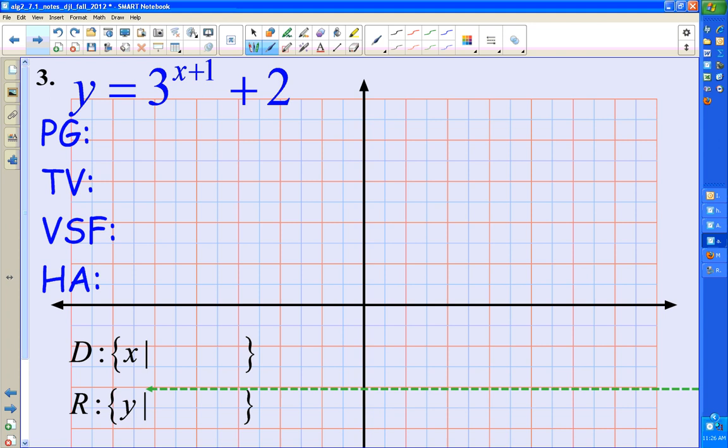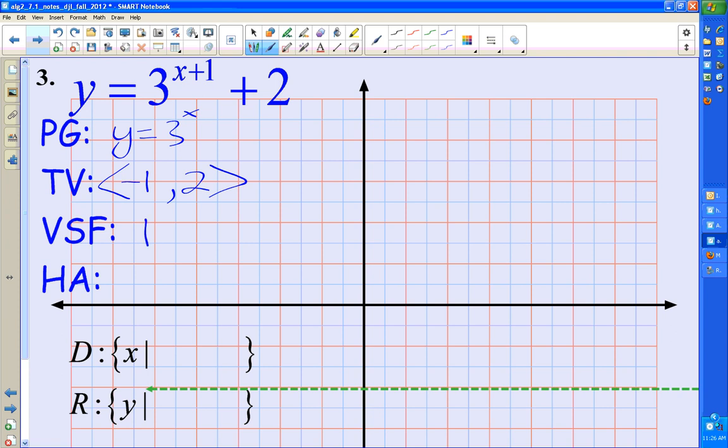Kate, what's the parent graph? Y equals 3 to the x. Okay? Y equals 3 to the x. Kirk, what is the translation vector? Negative 1, 2. Very good. How about the vertical stretch factor, Aaron? There is no vertical stretch factor.